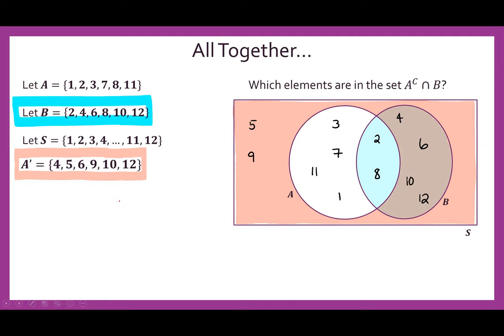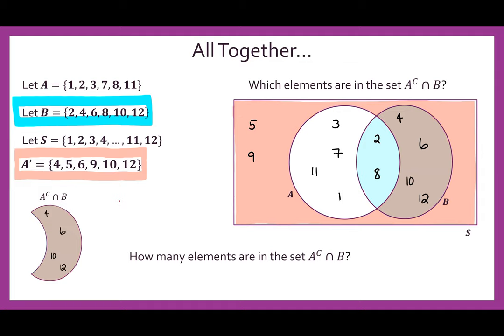So A complement intersect B is exactly this moon shape that was covered by both A prime and B. And so that is the intersection of A complement and B. So how many elements are in the set A complement intersect B? There are 4, and they are 4, 6, 10, and 12.